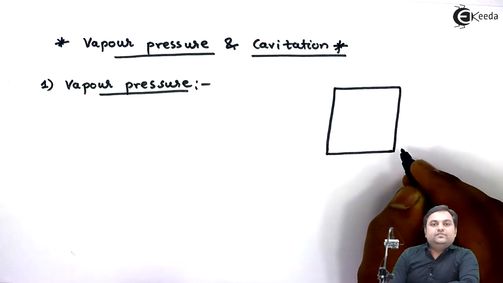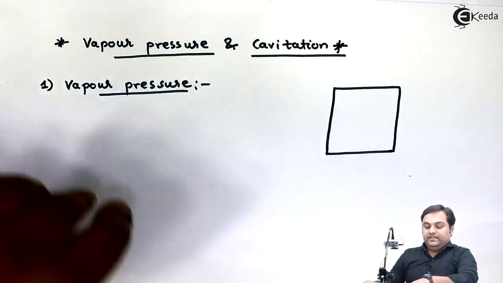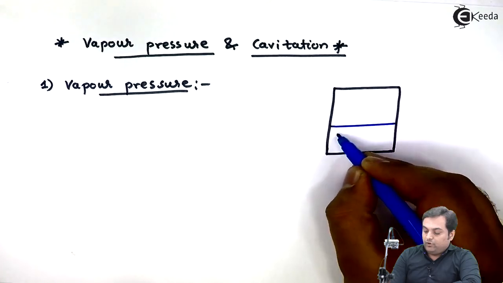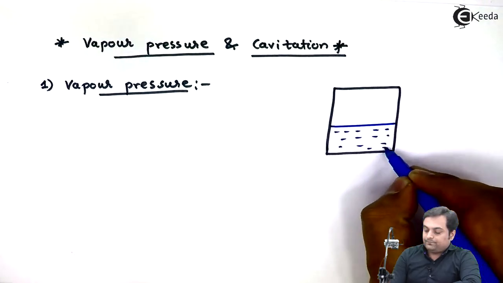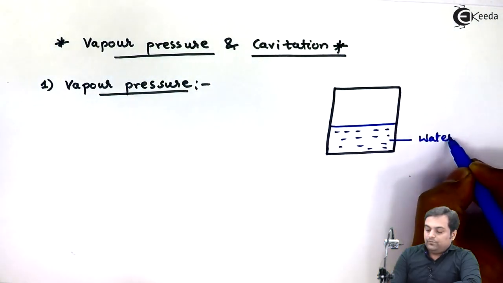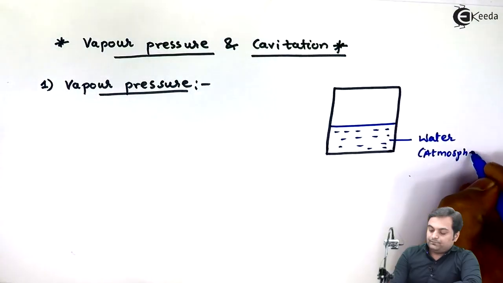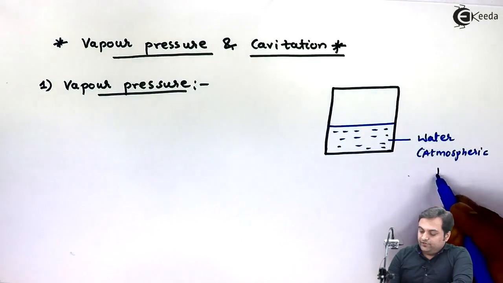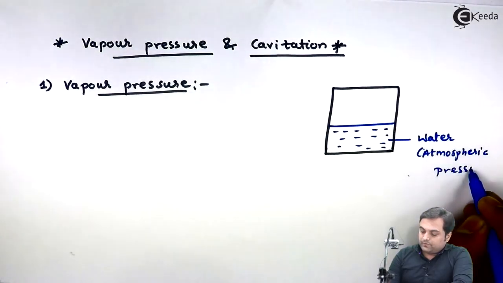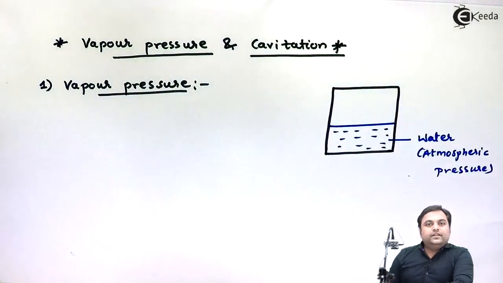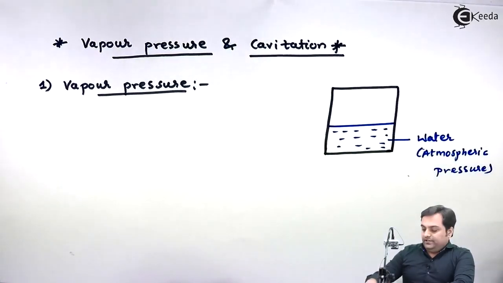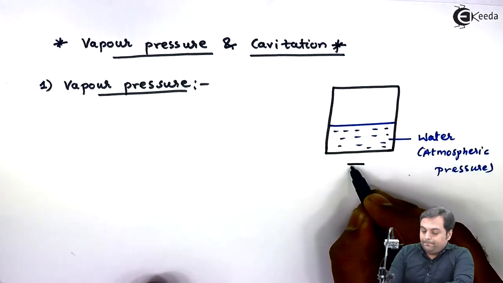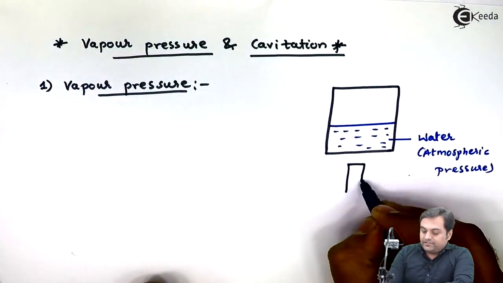Suppose we have a vessel which is closed. Inside that vessel, we have water. Here I am considering water is at atmospheric pressure. Then we are heating this water inside a closed container by supplying heat externally.